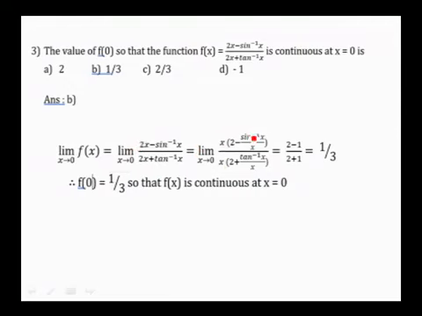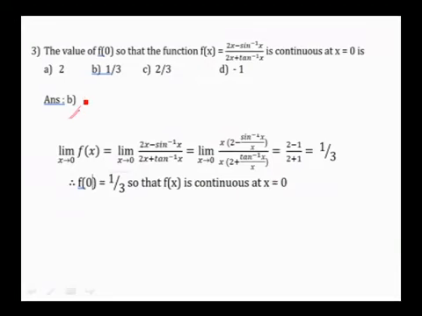2 minus 1, this is 2 minus 1, this is 2 plus 1. Tan⁻¹x over x, we have already discussed in limits that as x tends to 0 it is 1, and sin⁻¹x over x as x tends to 0 is also 1. So (2 − 1)/(2 + 1) is 1 by 3. So f(0) is 1 by 3, so that f(x) is continuous at x equals 0. I must take the value of f(0) as 1 by 3.